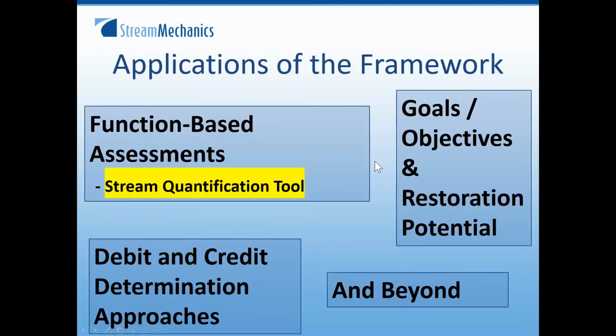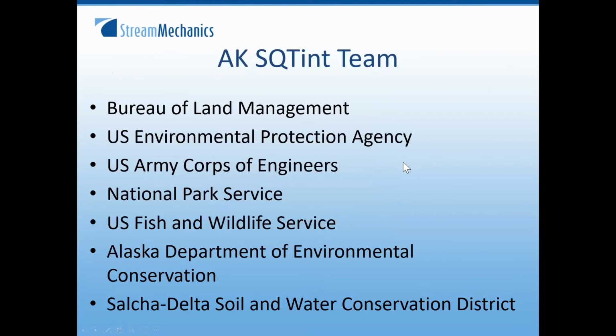There are actually quite a few different applications from the framework. Function-based assessments is one. The stream quantification tool, which will be the rest of this presentation, is an application of this framework. There's also discussion to help people develop debit and credit determination methods as part of compensatory stream mitigation. And really my favorite, which I'm not going to talk about today, is the development of goals and objectives and restoration potential. So we'll end the presentation with just an introduction of the stream quantification tool.